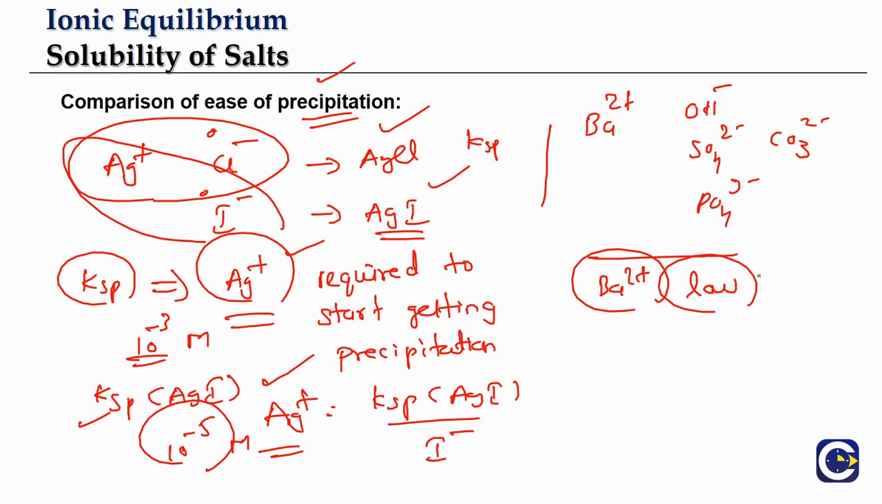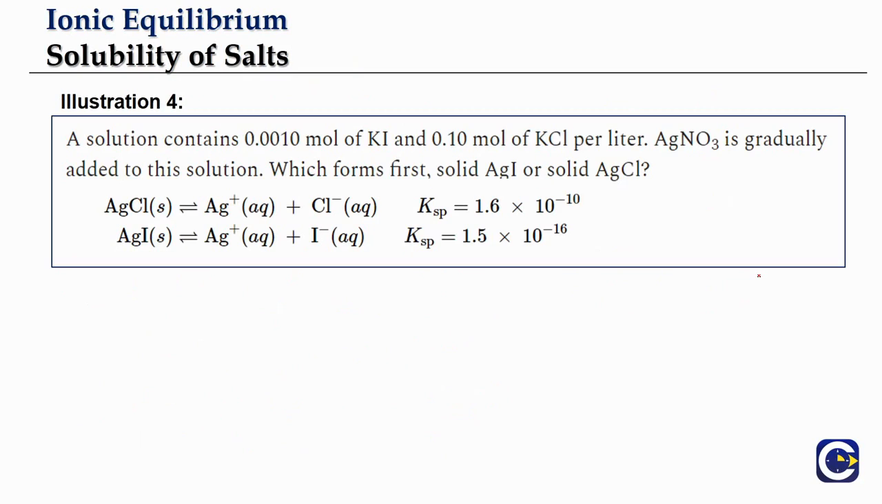Now what we'll do is we'll take a look at one sample problem in this so that we'll be able to understand it clearly. So let's look at this question. A solution contains 0.0010 mole of KI and 0.1 mole of KCl per liter. So per liter we are having what?